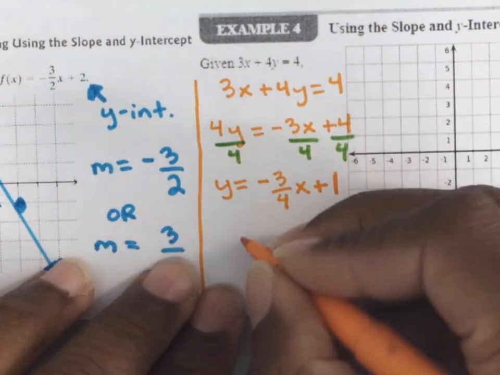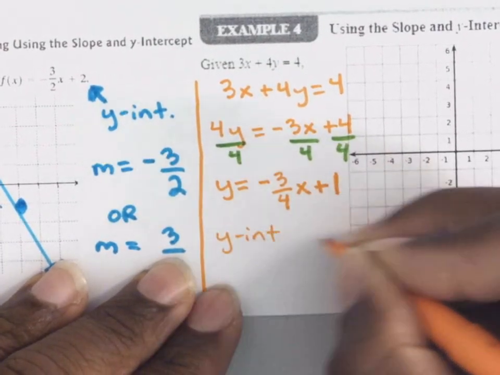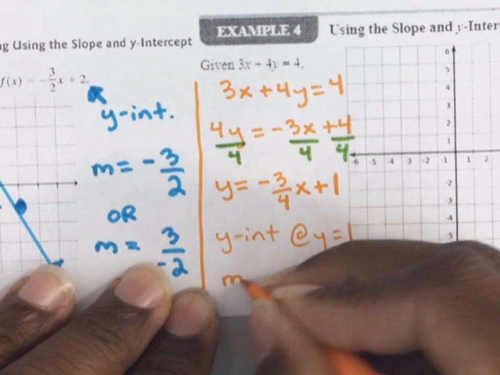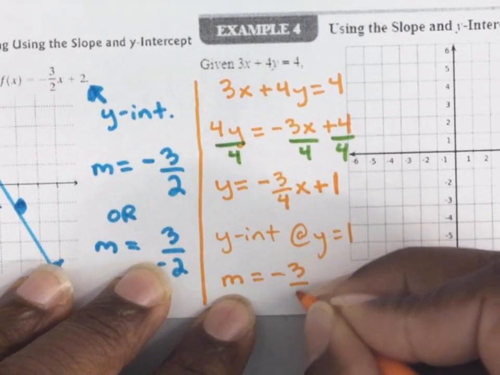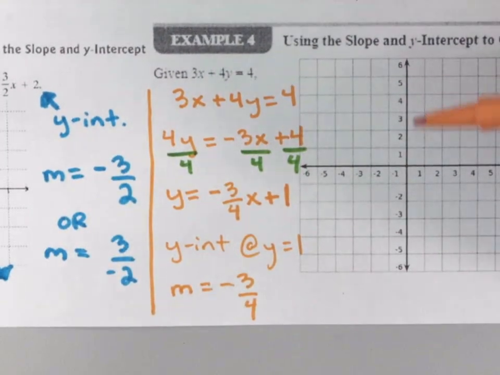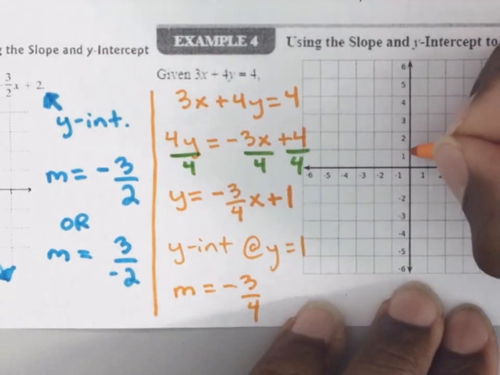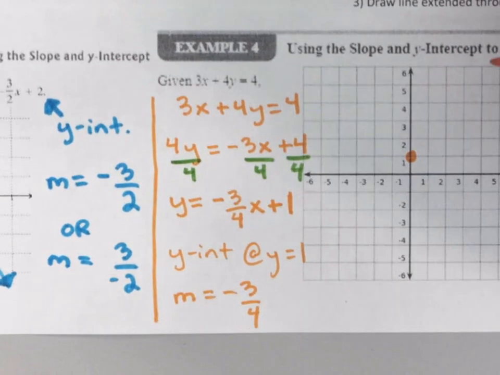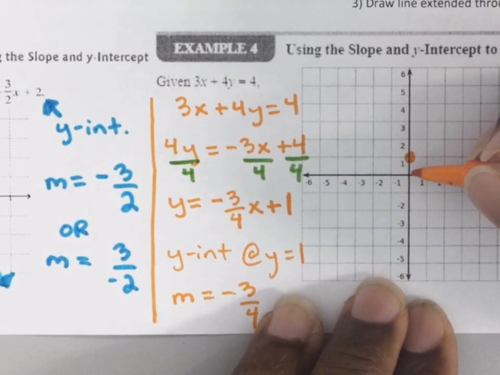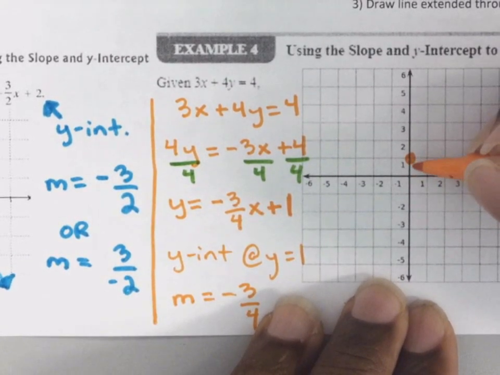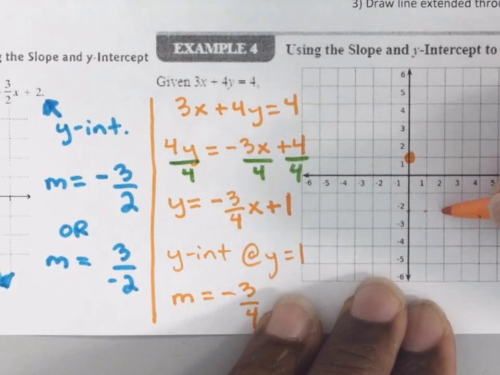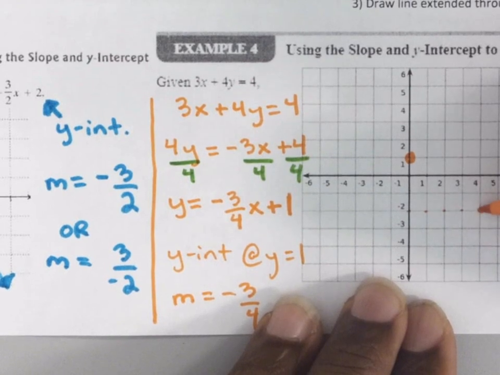All right, what's my y-intercept? 1. Yep. What's my slope? Negative 3 over 4. We're ready to graph. Where do I start? At the 1. How do I move? Down 3, over 4. Yep. By over, you mean left 4? Yes. I knew I could get somebody. 1, 2, 3. 1, 2, 3, 4.